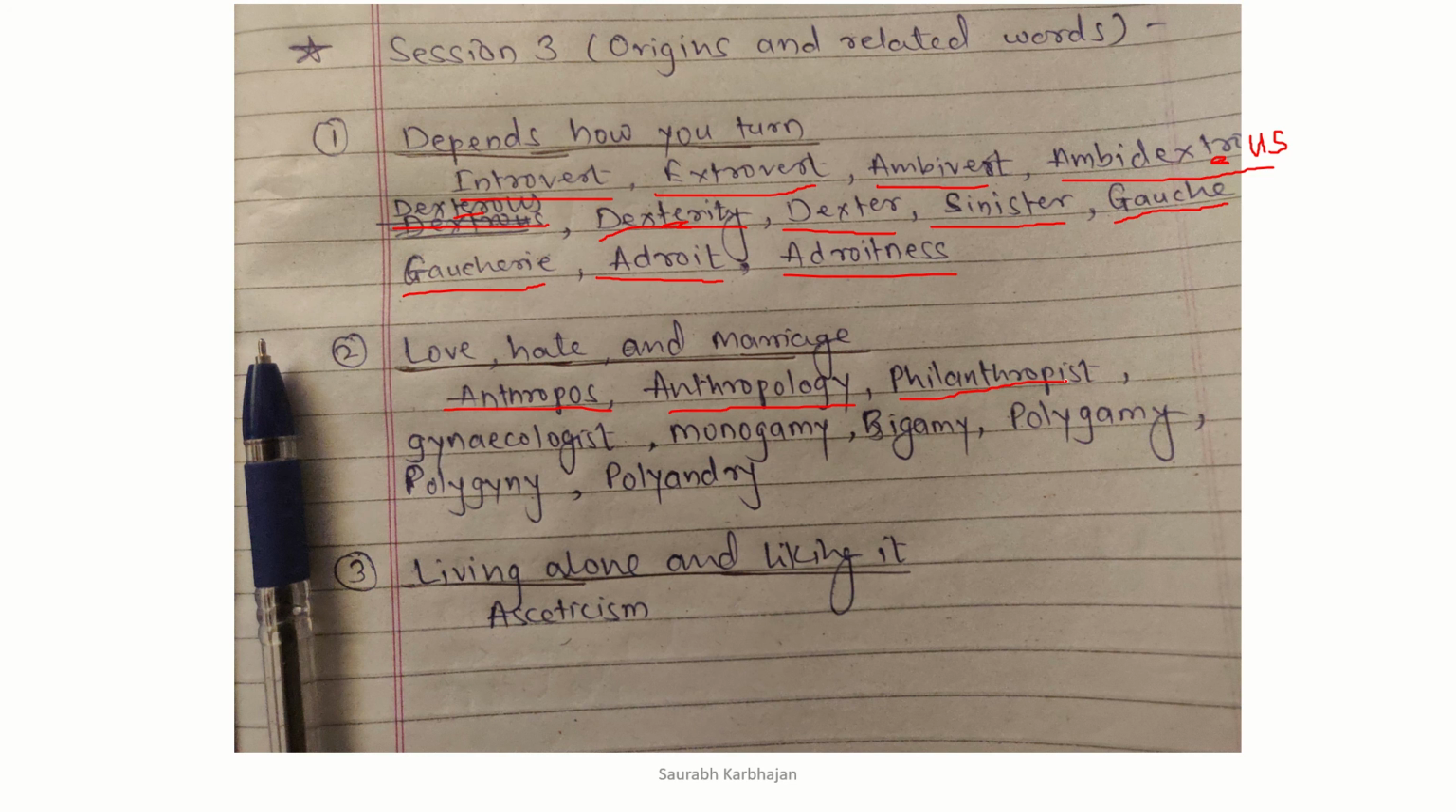The root gyne, G-Y-N-E, which means woman, is also found in gynecologist, the medical specialist who treats female disorders. And the word gamos, marriage, occurs also in monogamy, bigamy, and polygamy.